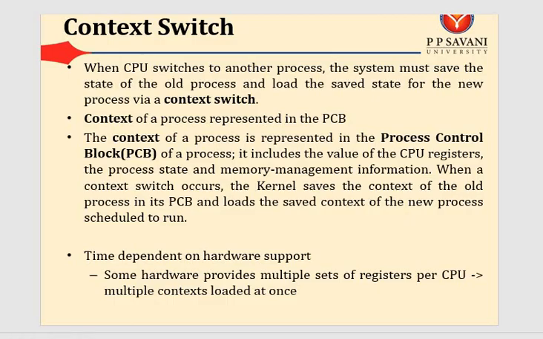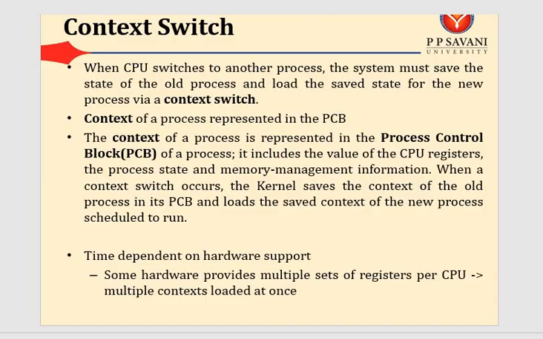Next point, that is our context switch. Let's have a brief look at the context switch. When the CPU switches to another process, the system must save the state of the old process and load the saved state for the new process via a context switch. And the context of a process is represented in the PCB.